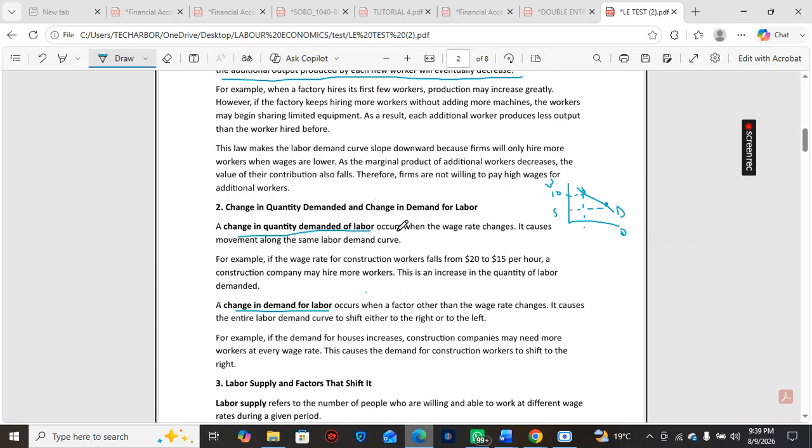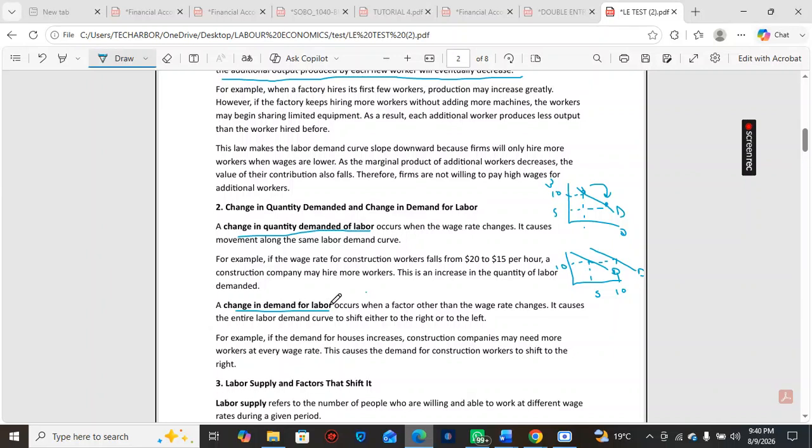Okay, so a change in quantity demanded occurs when the wage rate changes, meaning a movement along the labor demand graph. For example, if the wage rate for construction workers falls from $20 to $15 per hour, this is a change in quantity demanded of labor. Okay. Then a change in demand for labor. This is now when you have a shift. Okay. The wage rate doesn't get changed, it's still the same. Then all of a sudden there's a shift. The wage rate has stayed the same, but the quantity demanded of labor increases, let's say from 5 to 10 there. This is a change in demand for labor.